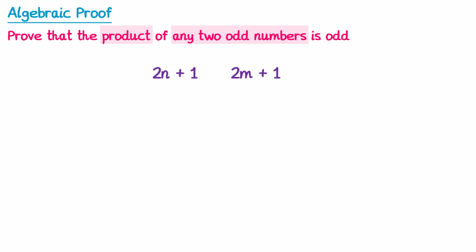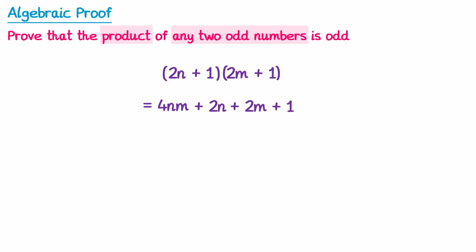This question said to do the product of these, so we're going to multiply them together. So if we expand out these brackets, we've got 2n times 2m, which is 4nm, 2n times 1, which is 2n, and 1 times 2m, which is 2m, and 1 times 1, which is 1. So we're trying to show that this one is odd. To show something's odd, remember, we show it's one more than an even. And to show something's even, we show it's a multiple of 2. So what we want to do here, since we have the plus 1 at the end, is factorise a 2 out of all of the other terms. So it's 2 lots of 2nm plus n plus m, plus 1.